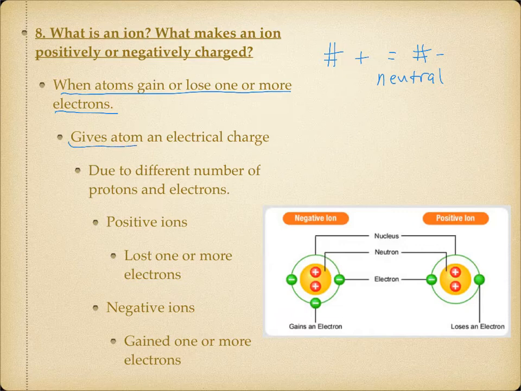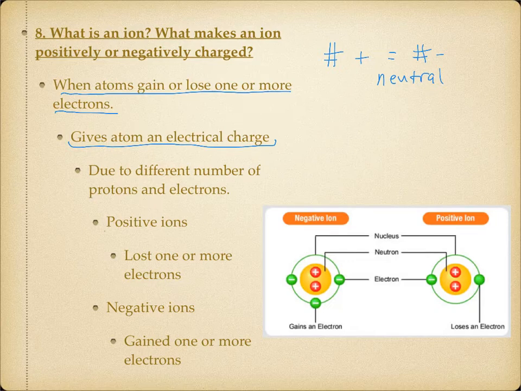To give an atom an electrical charge, it would happen because there's a different number of protons and electrons. Now, the way that happens is atoms are either going to give up or take on electrons. All the bonding, all the transferring of energy in atoms comes from the electrons being transferred from one atom to the other.